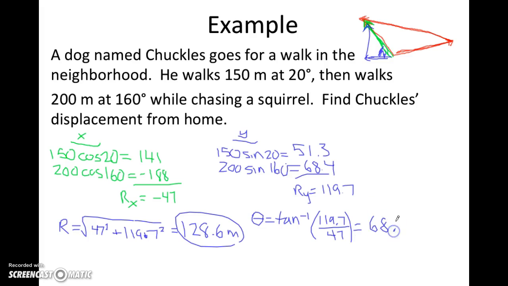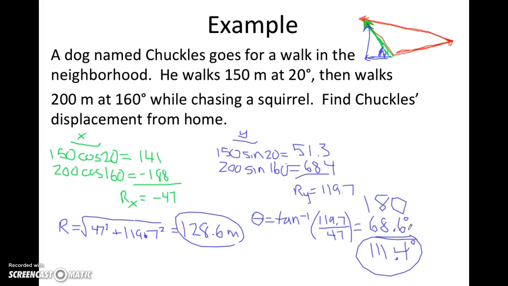Now remember, there was another step. This right here is not the direction this vector points. You can see it clearly points past 90 degrees. But if I look, this is 180 right here. So if I subtract that 68.6 from 180, that should give me the actual direction of the vector. So 180 minus 68.6 is 111.4 degrees. So there is the direction of the vector.